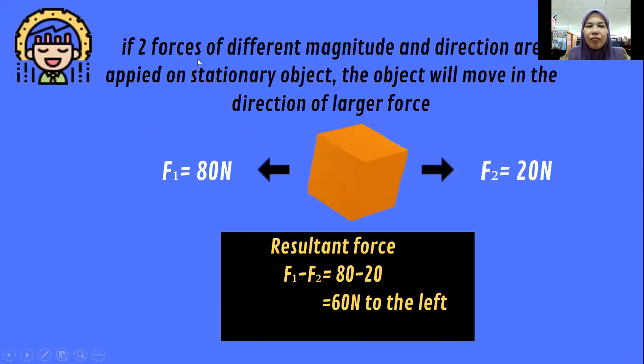Next, if two forces of different magnitude and direction are applied on a stationary object, the object will move in the direction of the larger force. It is the same as the example just now, but we have two forces with different magnitude and different direction. So how to find the resultant force? We have to find the sum of the two force vectors. That means you take the greater force minus the smaller force: 80 minus 20, you will get 60 Newton. Then you find the direction. The direction follows the force with the higher magnitude. We have F1 equal to 80 Newton, so the resultant force is 60 Newton to the left.